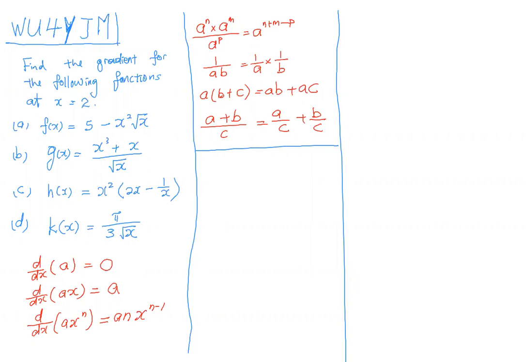After what? First of all, you must get the derivative. You must get the gradient function first. That means you have to get your f prime x first. This is called the gradient function. You have to get your gradient function first, then only you sub in with 2. Are you clear? Are you done with part A?